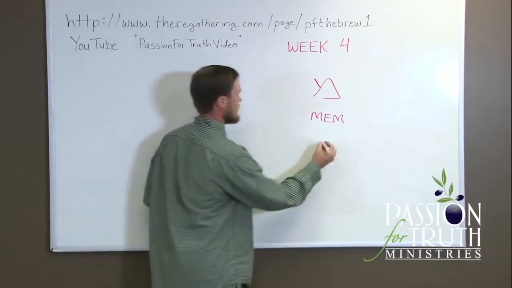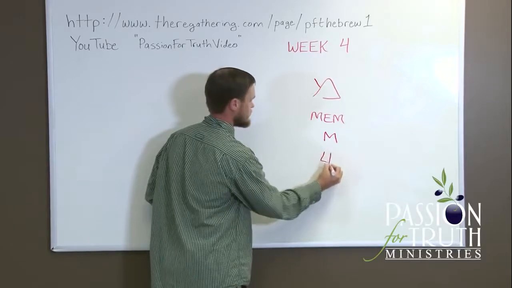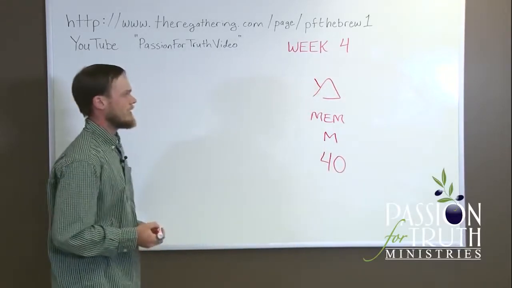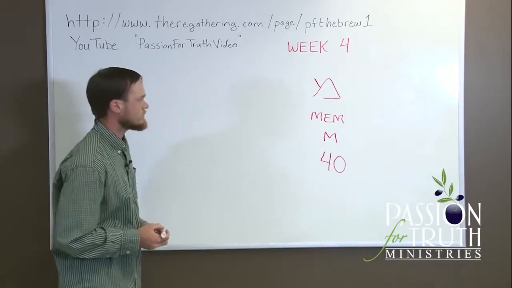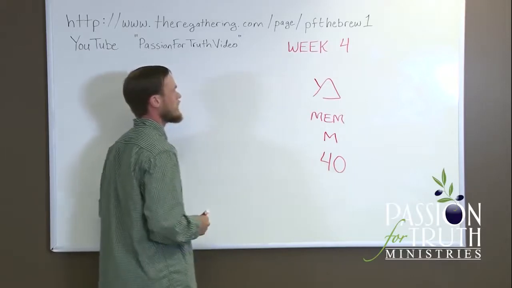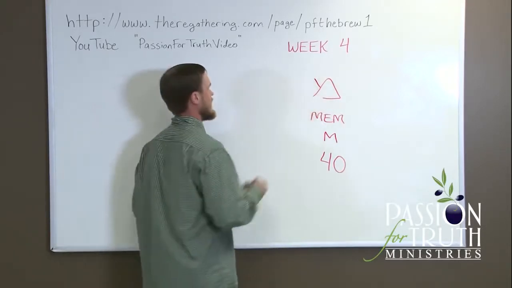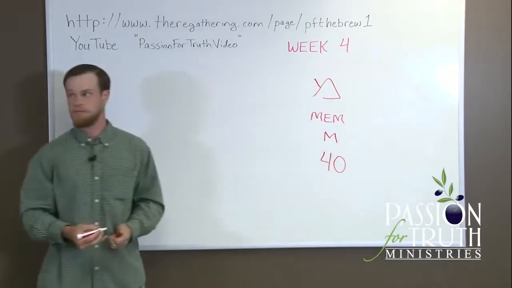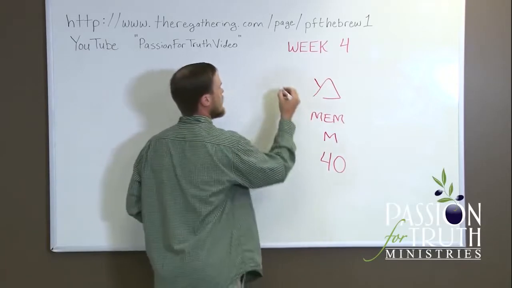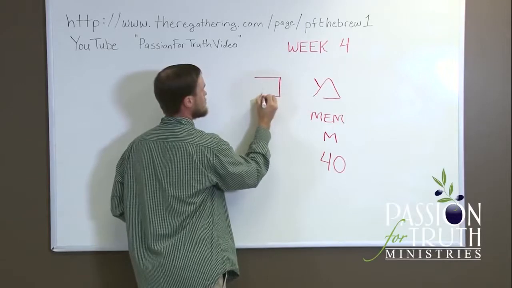Mem makes the sound of the letter M. Numerical value is 40. Okay, and the Mem has a final form as well. The regular form, I kind of exaggerate how much of a triangle it is. A lot of times this top edge looks a little more rounded in many scripts. But I exaggerate that in order to differentiate it from the final Mem.